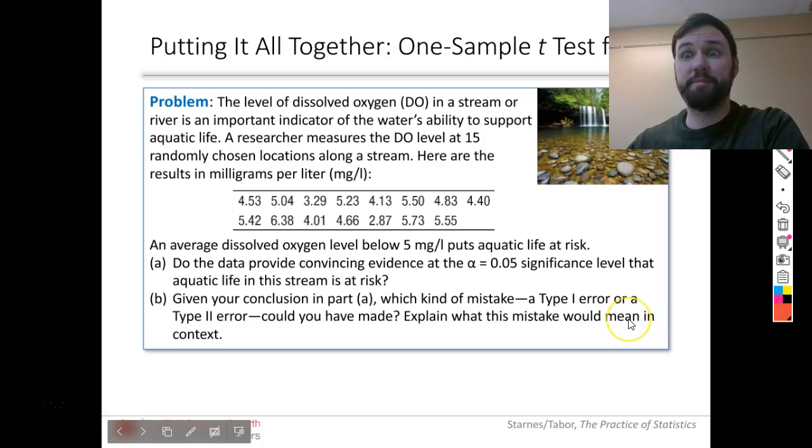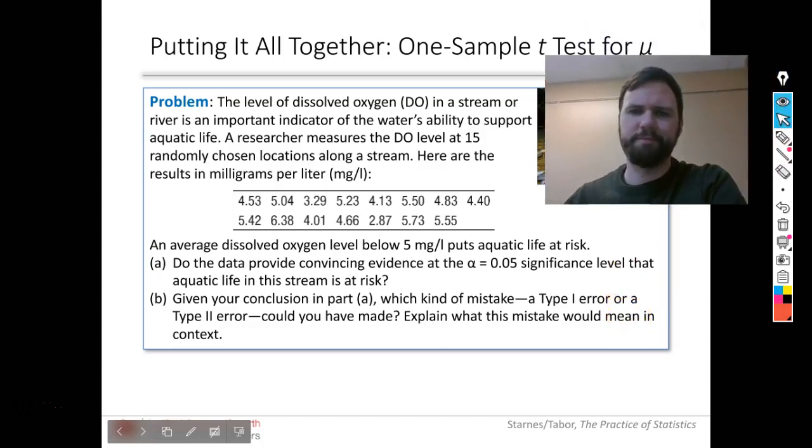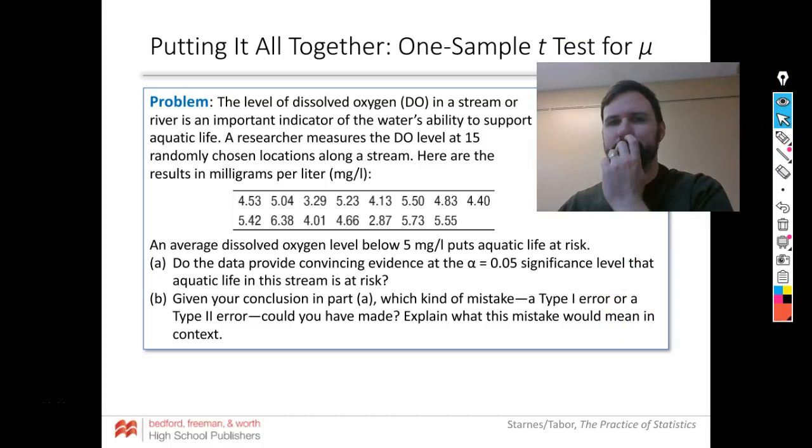Let's put it all together. Let's do one. All right, so we're looking at dissolved oxygen in a stream. They took 15 samples randomly. They want to see if it's below 5 because that'll put aquatic life at risk. We're going to do alpha at 0.05 significance level. And we'll talk about errors at the end too.